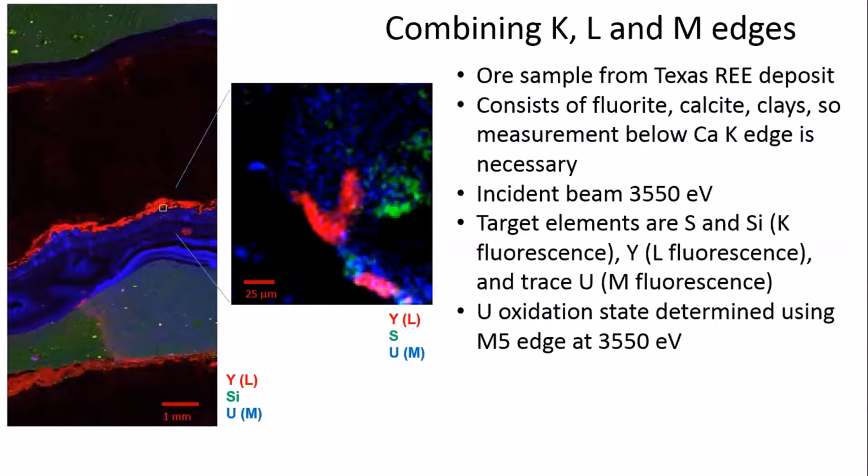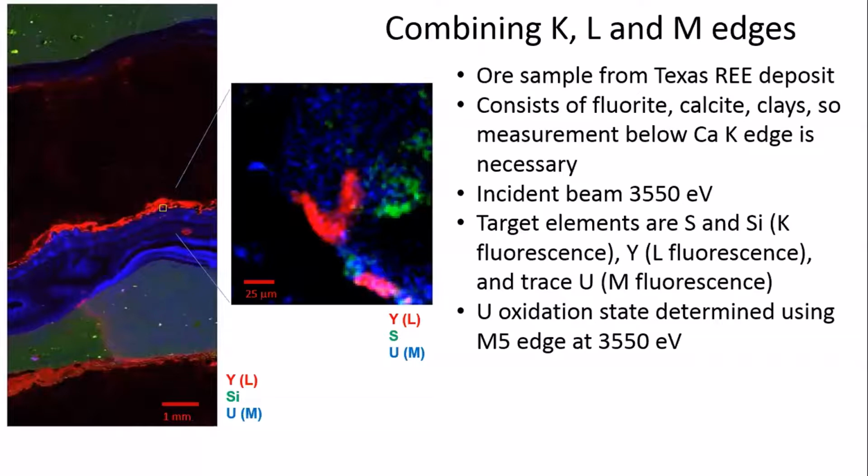Did a very large coarse map and then a very fine detailed close-up map showing the relationship between a yttrium carbonate phase and some uranium-bearing carbonate phases. We also were able to use the uranium M5 edge to determine the oxidation state of the uranium. The M5 edge has a very sharp peak that has a distinctive position for uranium-4 versus uranium-6.